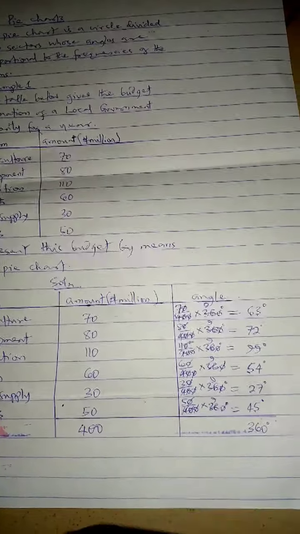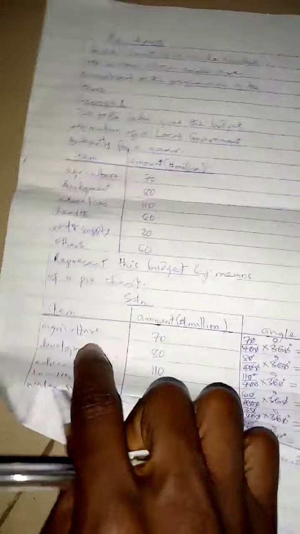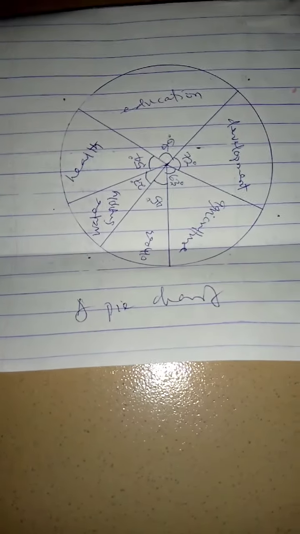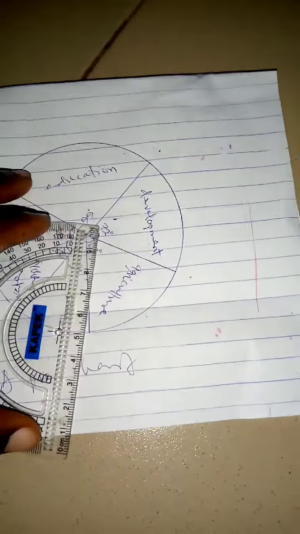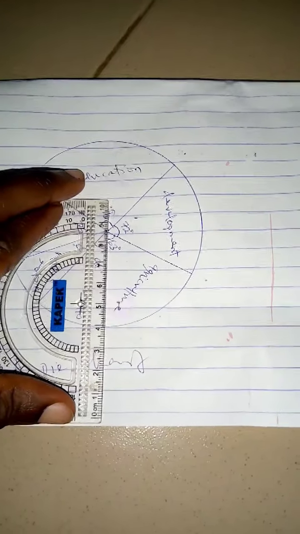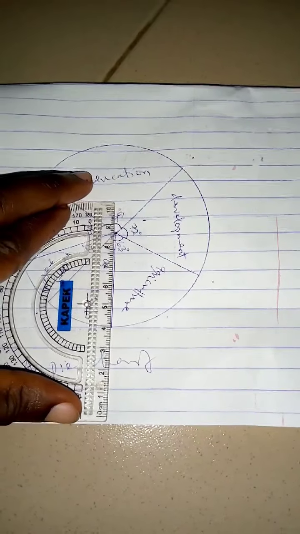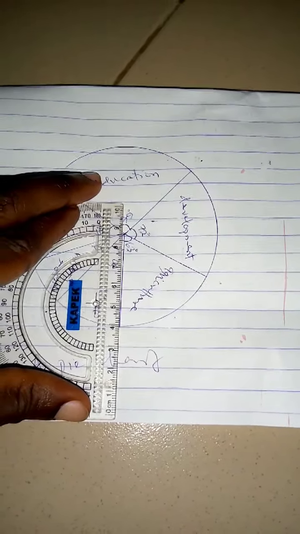Then you draw your circle using your pair of compasses. This is what you draw. Now in drawing this, you need your protractor to do your work for you. So the center of your circle, draw it to the circumference. This is what I did.